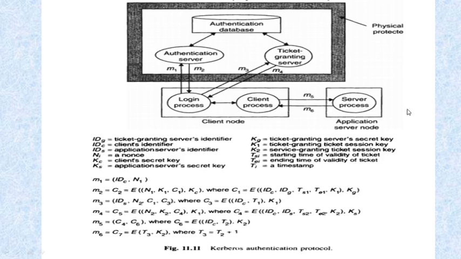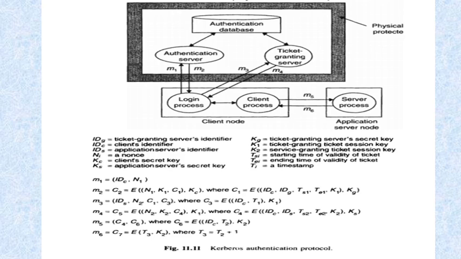And the third one is the application server. The third component of the Kerberos system is the application server, or it can simply be called a server. This server provides a specific type of service to the client upon request. It will accept the request only after verifying the authenticity of the client.